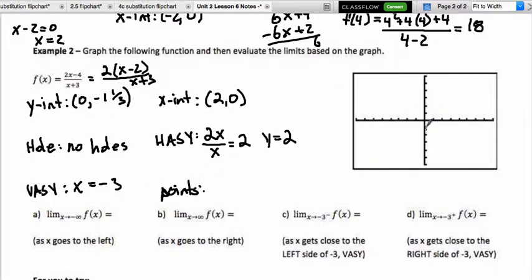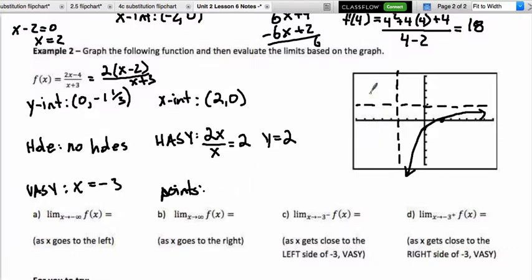So 0, 1 1/3 is right about there. No holes. My vertical asymptote is at -3, 1, 2, 3. Just like this. My x-intercept is at 2, 0, 1, 2. Here's my 0. My horizontal asymptote is at y equals 2, so coming up here. There we go. And because I have these 2 points here, I know it's going to go zoop, just like this. And now I just need to find, okay, well, is it down here or is it up here?